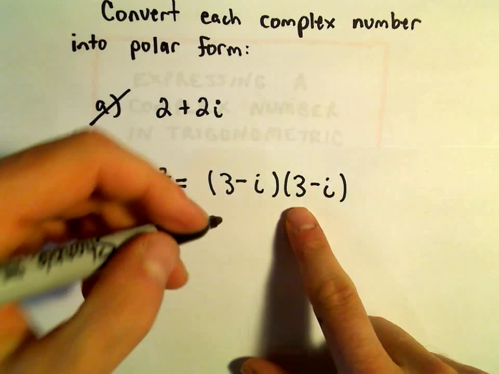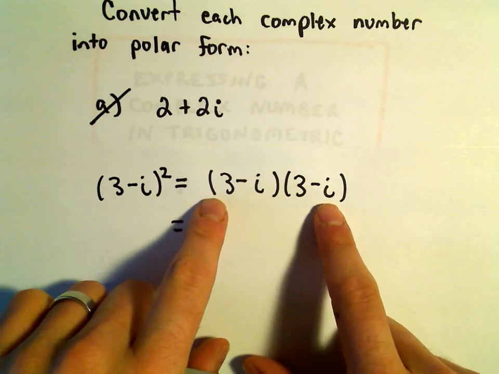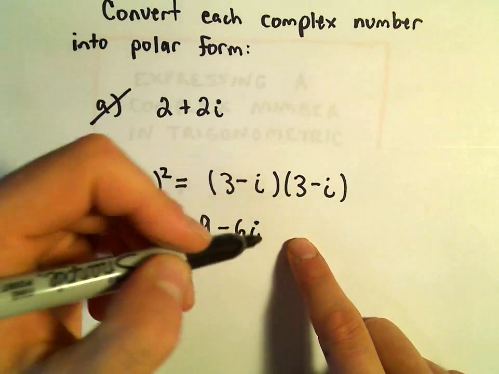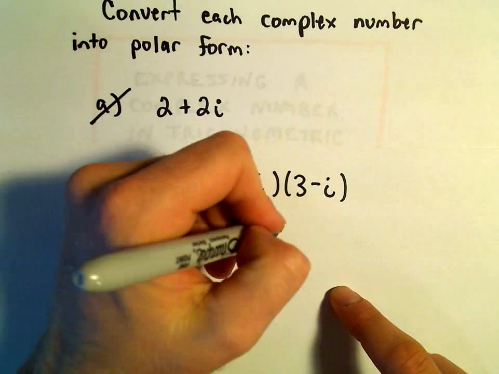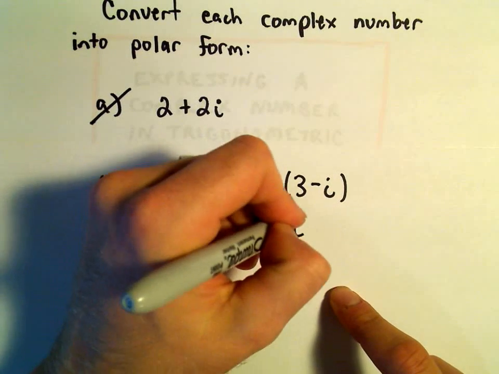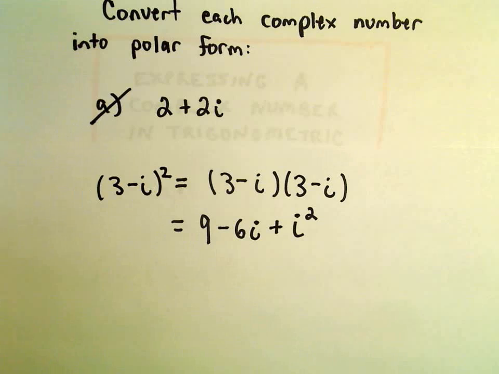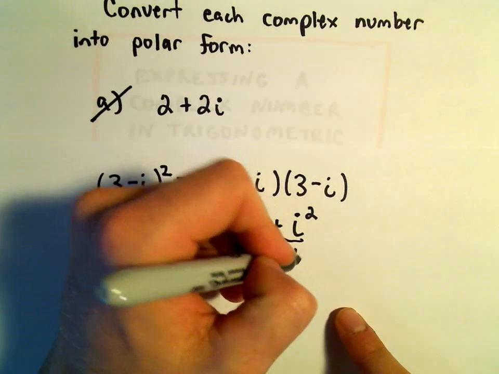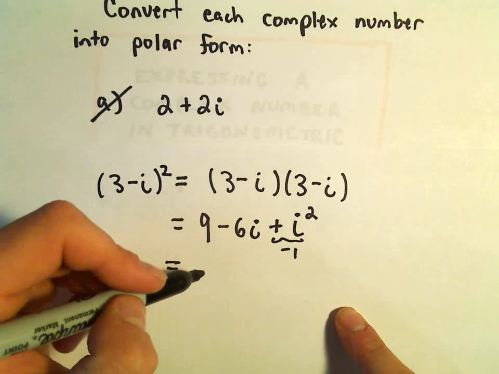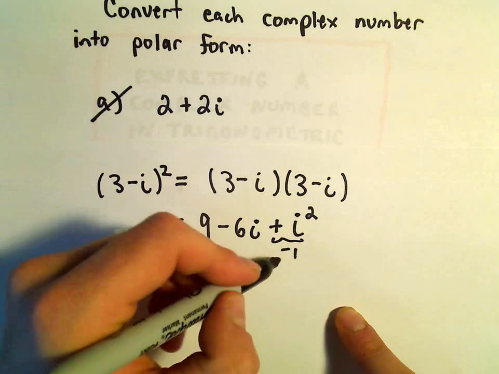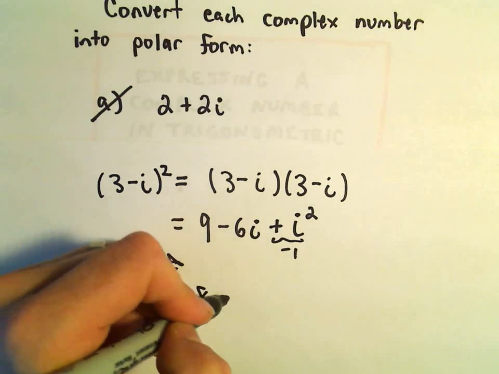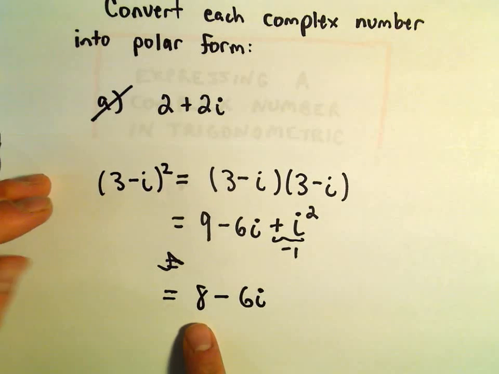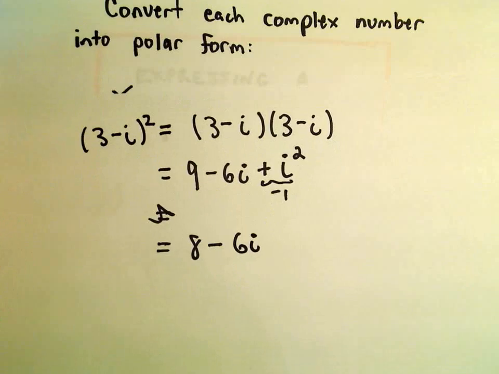So 3 times 3, that's 9. We would get a negative 3i and a negative 3i. That would give us negative 6i. A negative and a negative makes a positive. i times i will be i squared. Well, i squared is the same thing as negative 1. So really we have 9 minus 1. 9 minus 1 would give us 8 minus 6i. So there's our complex number that I'm going to graph and think about.